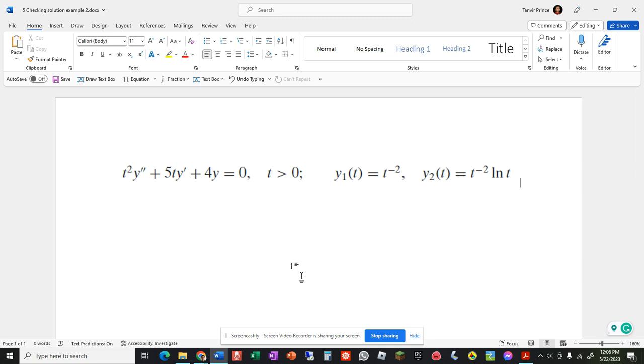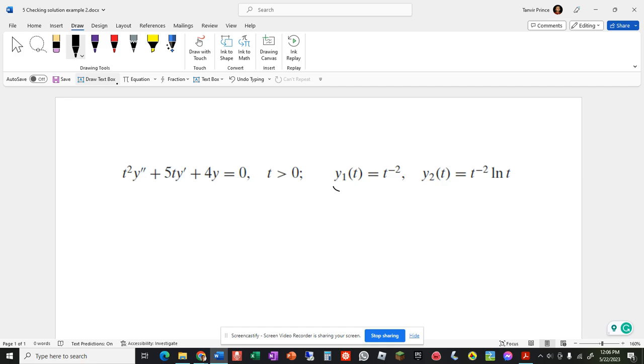Let's do another example of checking the solution. So again, a differential equation is given, and in this case, they give you two functions, y1 and y2. And we need to check that each one of them is a solution. So I'll actually do y2 because that is the more complicated one, and you can try y1 by yourself. So let's check that the function y2 is indeed a solution to this differential equation.